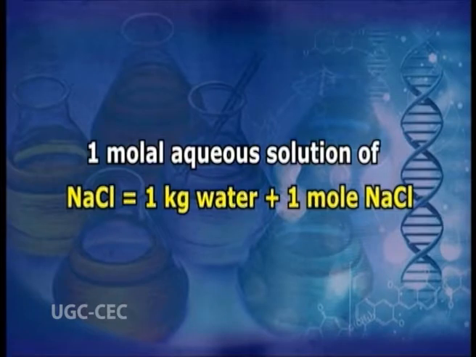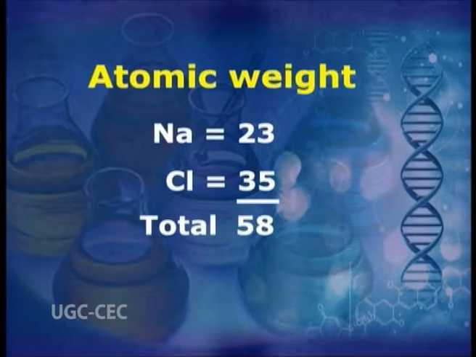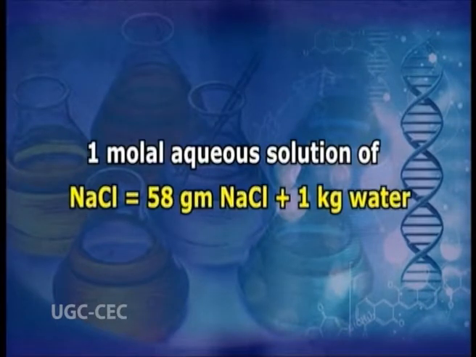To make a 1 molal aqueous solution of sodium chloride, measure out 1 kilogram of water and add 1 mole of the solute sodium chloride to it. The atomic weight of sodium is 23 and the atomic weight of chlorine is 35. Therefore, the formula weight for sodium chloride is 58, and 58 grams of sodium chloride dissolved in 1 kg water would result in a 1 molal solution of sodium chloride.